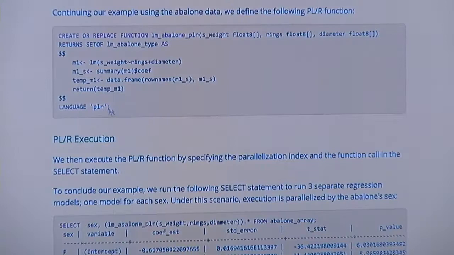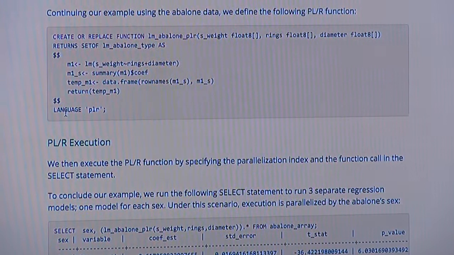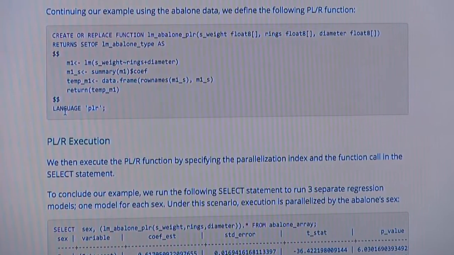And so what we want to get back from this process are the coefficient estimates and their summary statistics. And so we specify that using the summary command in R, and we return a data frame or a table that contains this information. You'll notice that the final line of the function definition is language PLR, and that tells Greenplum that everything in the double dollar signs is R code, and you need to now invoke PLR to be able to create and execute this function.